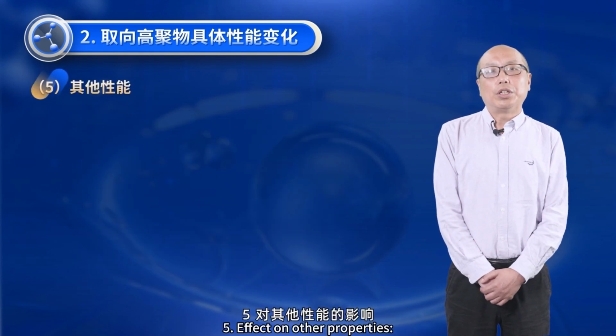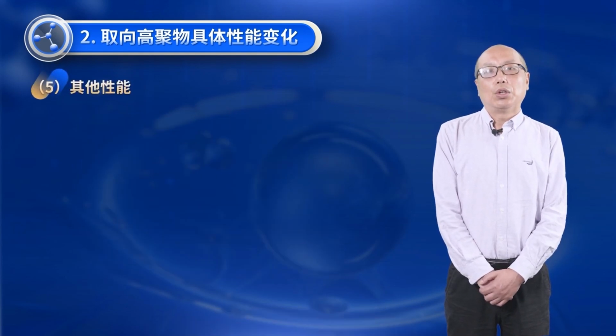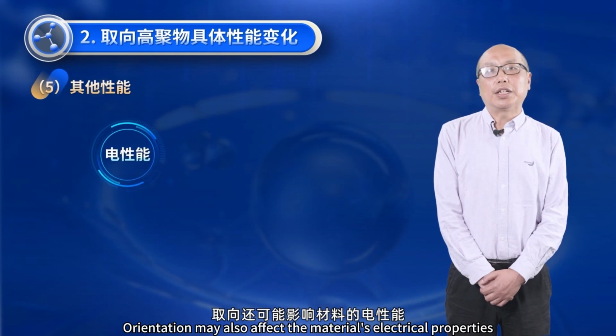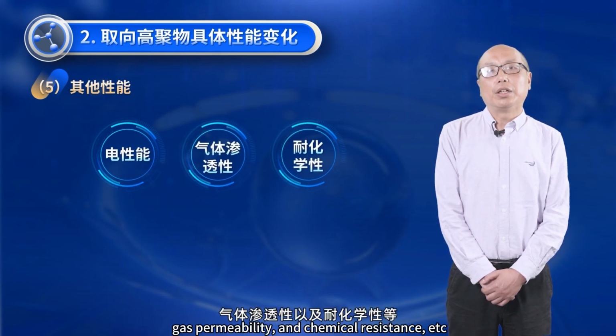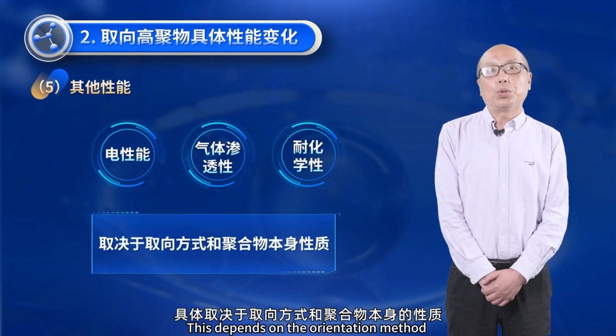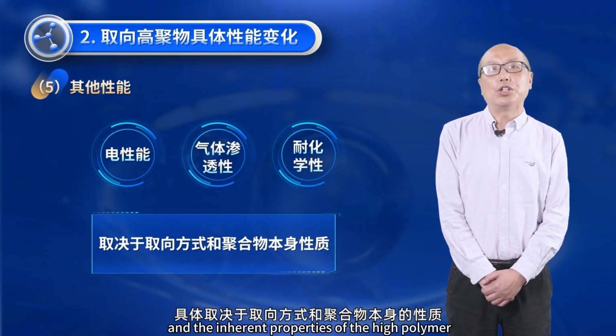Fifth, effect on other properties. Orientation may also affect the material's electrical properties, gas permeability, and chemical resistance, etc. This depends on the orientation method and the inherent properties of the high polymer.